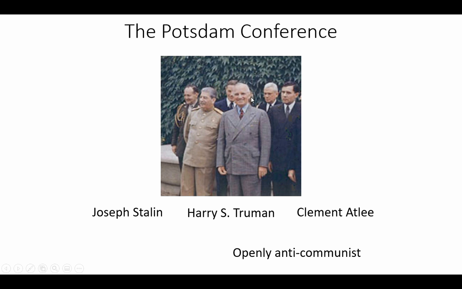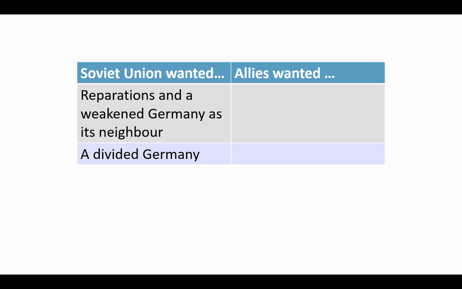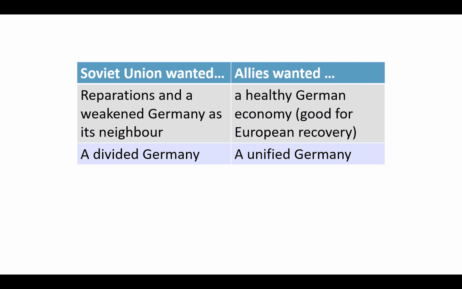Okay, and at this point now, Harry Truman was more openly anti-communist, more openly hostile towards the Soviet Union. So what do we have here? Soviet Union, they wanted reparations, right? So money to be paid, and they wanted Germany to be weakened and divided because they did not want Germany to attack them again because the Germans had attacked them twice in recent memory. Whereas the Allies, so the British and the Americans and the French and the Canadians, they all wanted a healthy German economy, right? They wanted a unified Germany, and they wanted a good economic recovery, so that Germany could be a good neighbor.